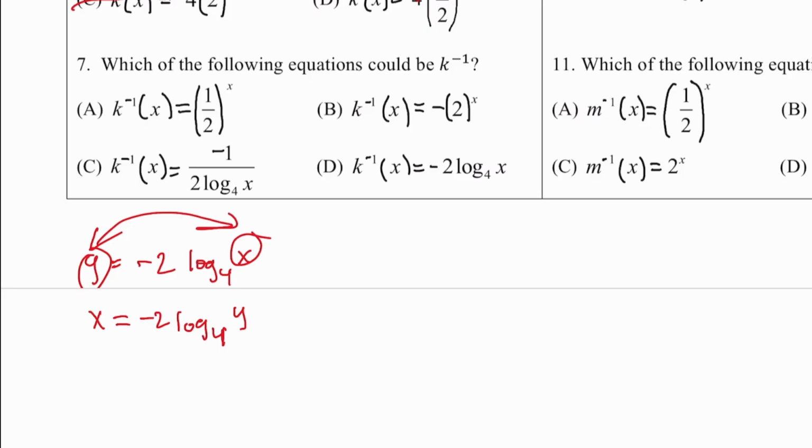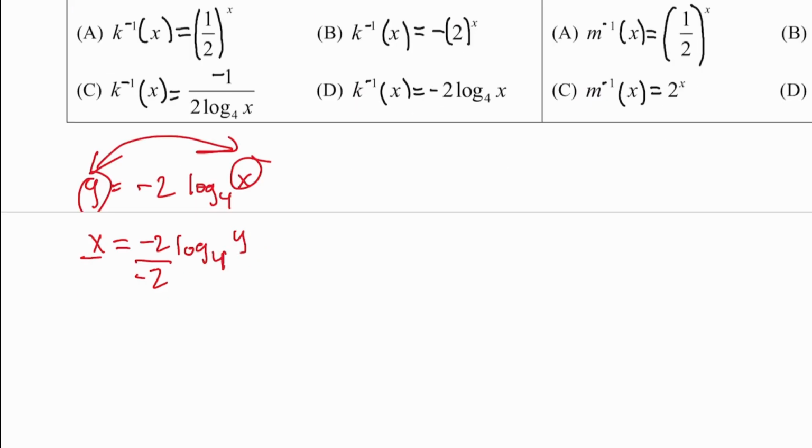So now what we want to do is isolate y, so we figure out what the equation is, because an equation has to be y is equal to, right? So we're isolating y. We know we can't really do anything with a log right now, so we can divide each side by 2 to get rid of that. So x divided by negative 2 is equal to log 4 times y.